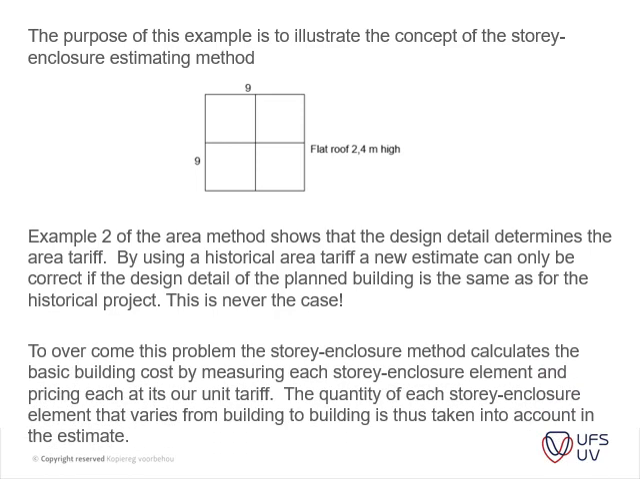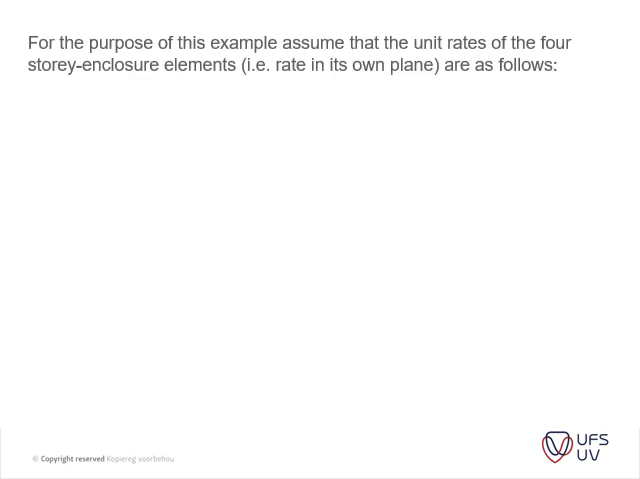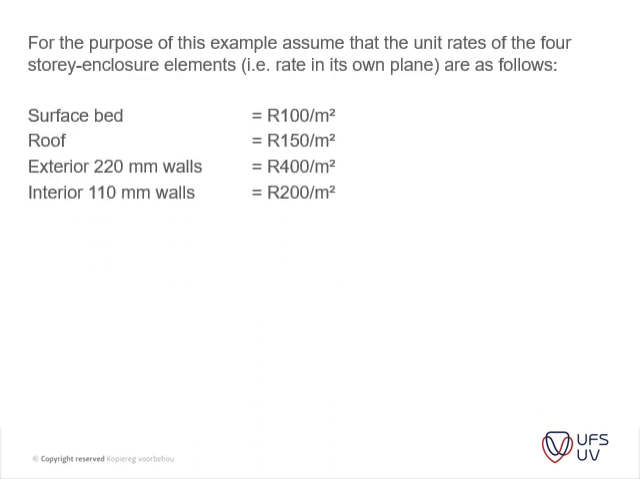So to overcome the problem, the story enclosure method calculates the basic building cost by measuring each story enclosure element and pricing each at its own unit tariff. The quantity of each story enclosure element that varies from building to building is thus taken into account in the estimate. Okay, so for the purpose of this example, assume that the unit rates of the 4 story enclosure elements, i.e. the rates in its own plane, are as follows. So this is the historical data of the building.